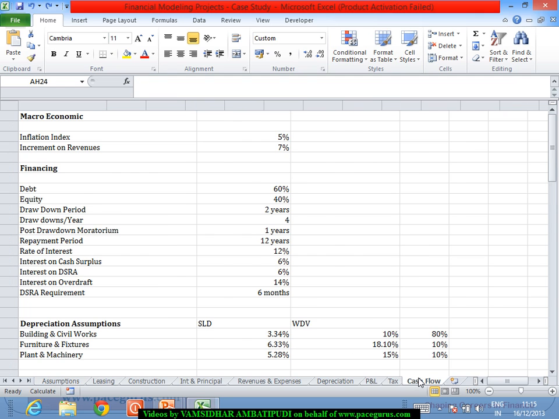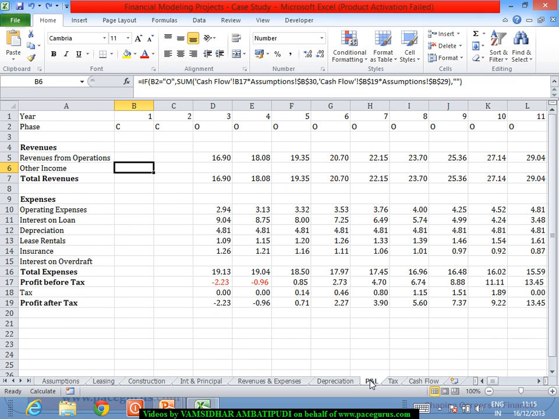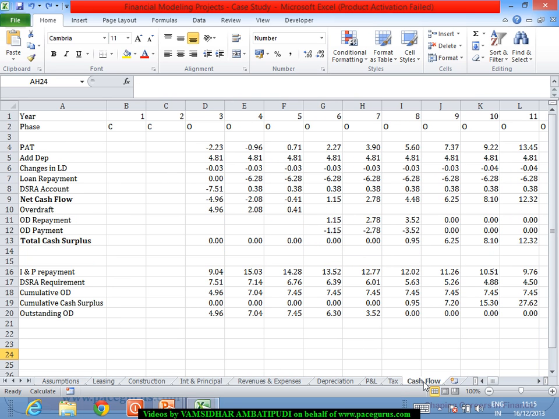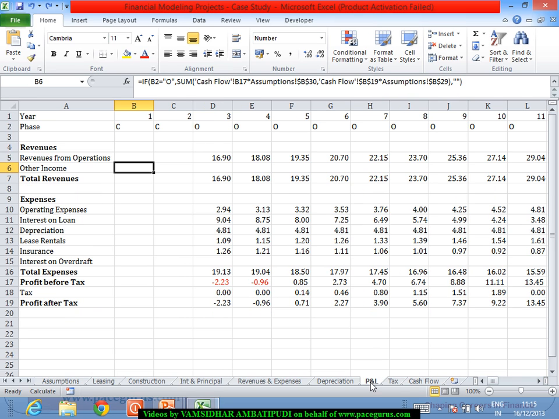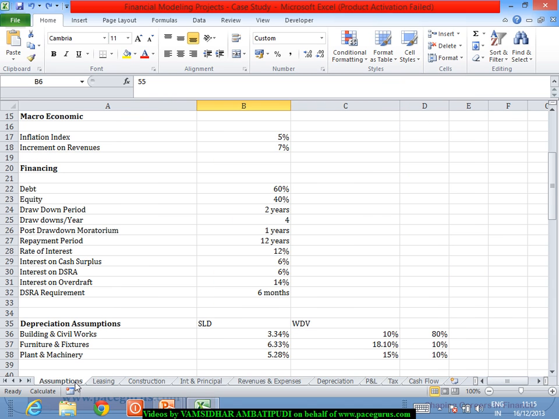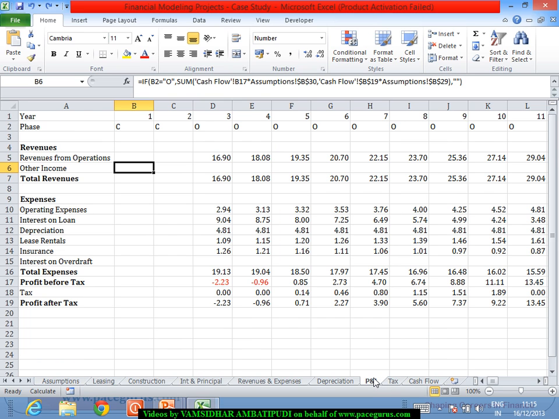Okay, and also cash flow B19, cumulative cash surplus, times assumption B29. So all are working out, all are correct. So if B2 equal to O, do that.